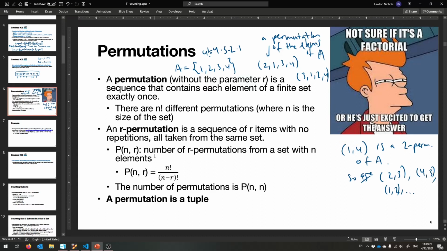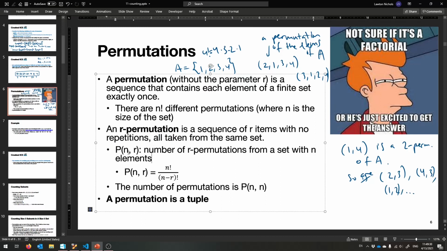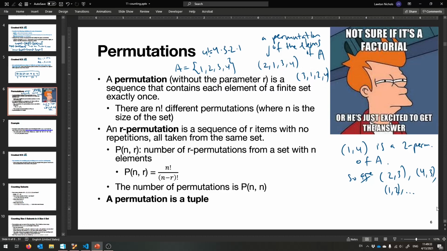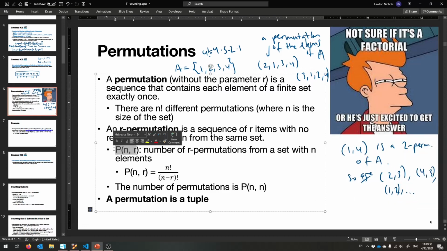Okay? So now the question is, okay, how many are there of these? And before we get there, we have to do some more notation. So if you're trying to ask how many of these different 2 permutations are there, you say P(4, 2), because this is the style. This is the number of r permutations from a set with n elements, just like that. You say P(n, r). It's like a function call. And it just so happens that the number is going to be n factorial over (n minus r) factorial.